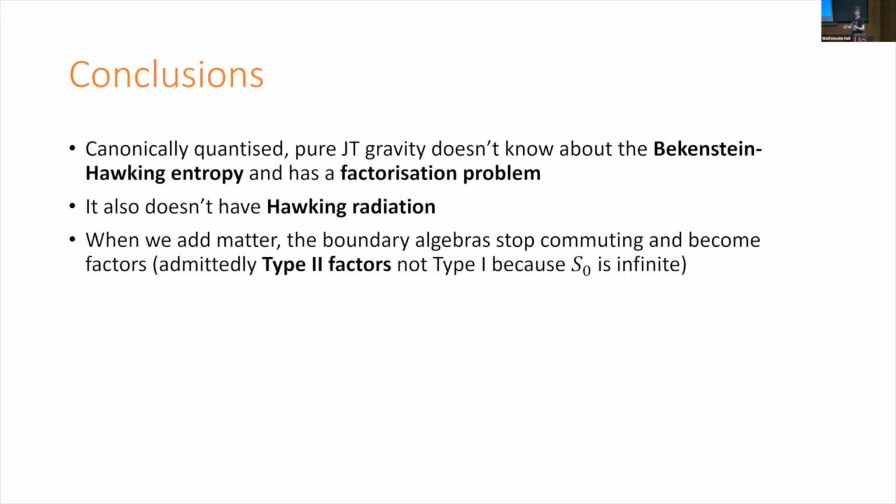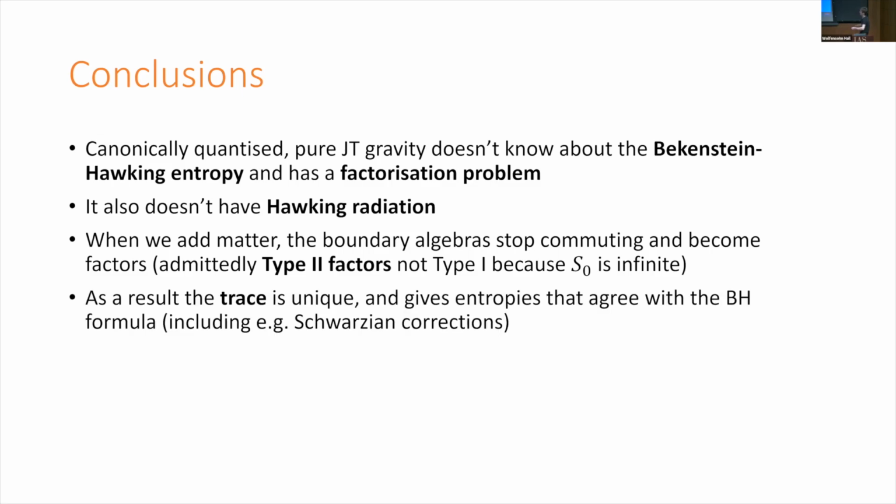Then the two algebras stop being simple commuting algebras, they become factors. So, depending on what you mean by factorization problem, that is now gone. They're type II factors, but they're factors, so they factorize. But the trace is unique, and it gives entropies that agree with the Euclidean answer, including things like Schwarzian corrections, up to this renormalized divergent term.